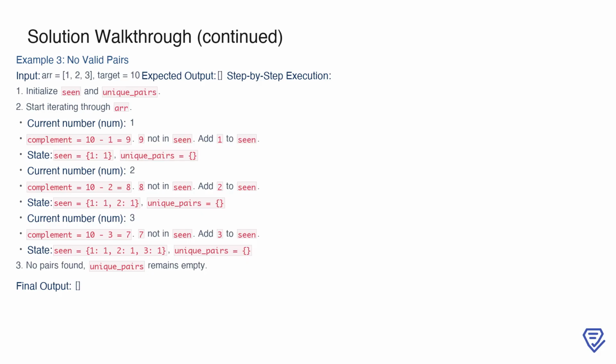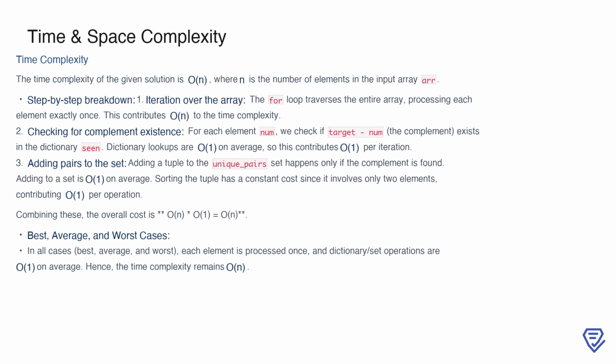This example demonstrates that the solution correctly handles scenarios where no pairs meet the target sum condition. In this solution, the time complexity is O(n), where n represents the number of elements in the input array. Let's break it down step by step.